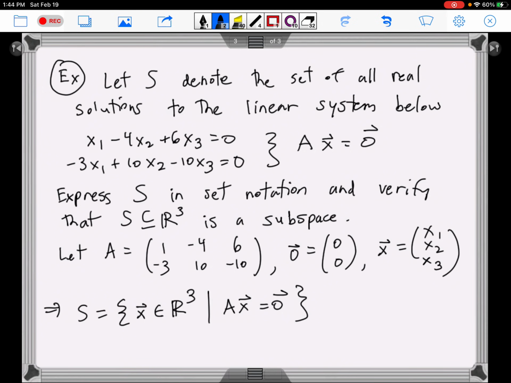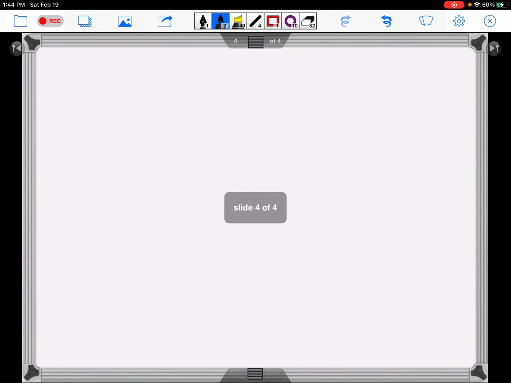Okay. So how would we do this? Remember, we need to check that the axioms hold for all elements inside of S, but we only have to check the first two axioms, okay? So let's check A1 first.